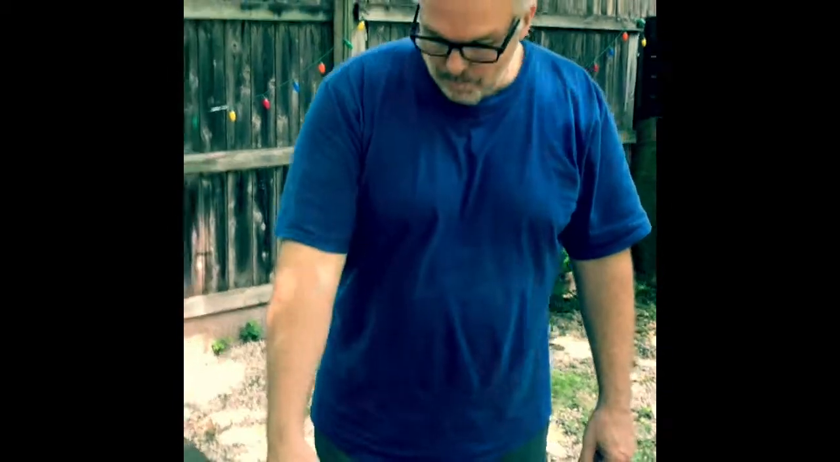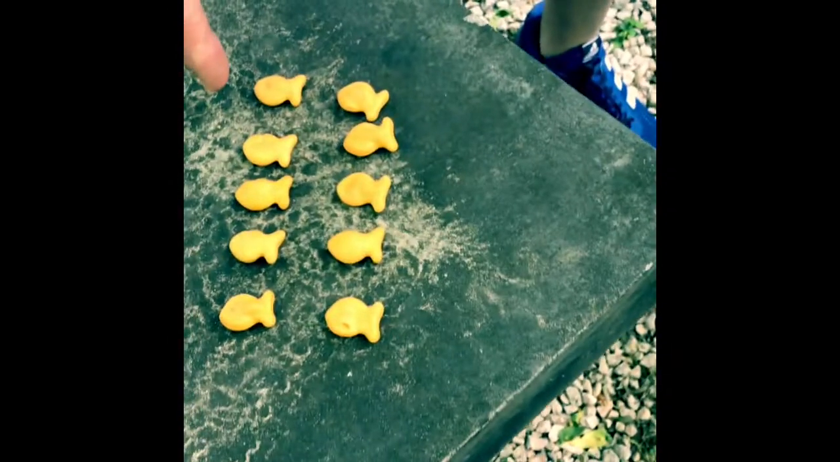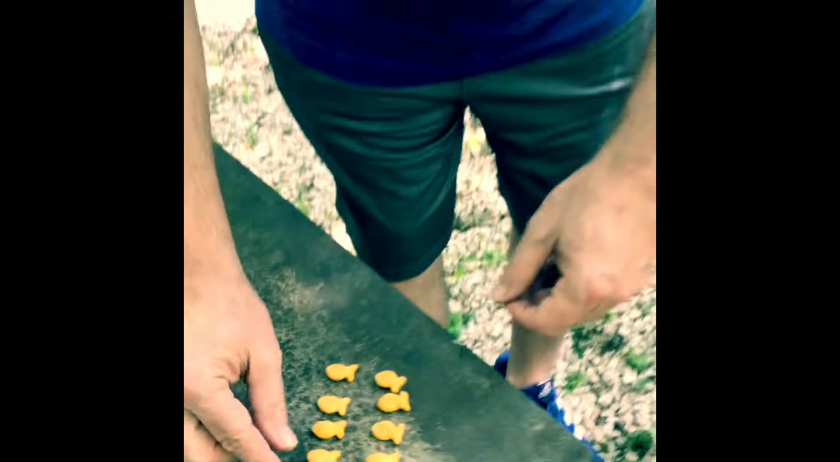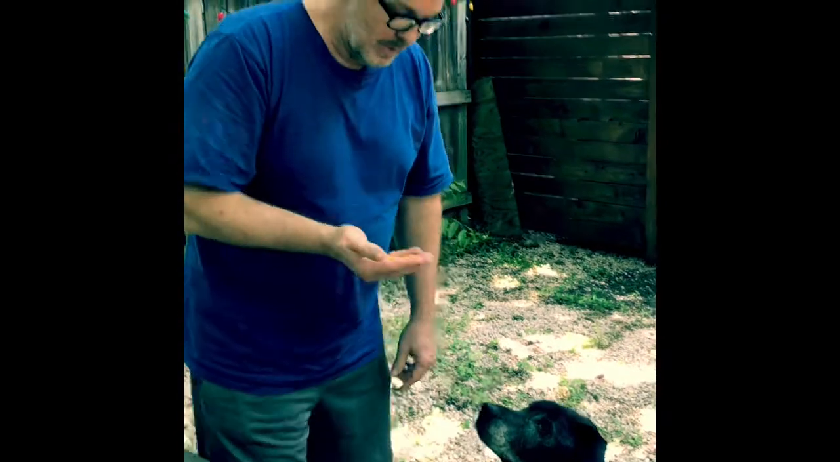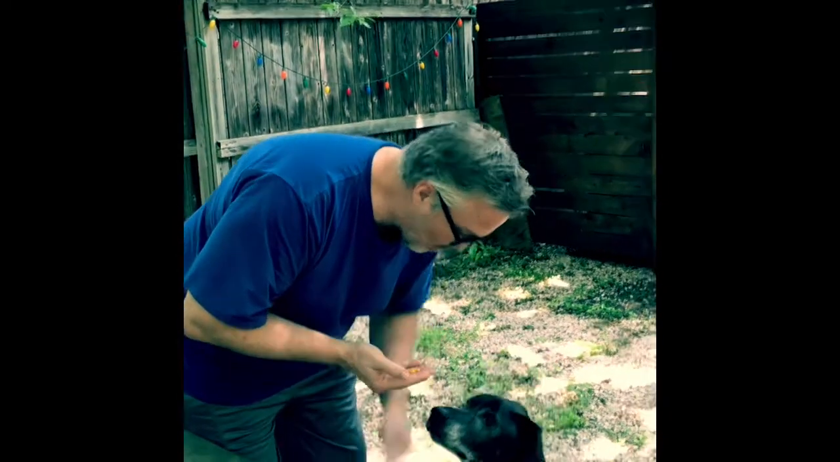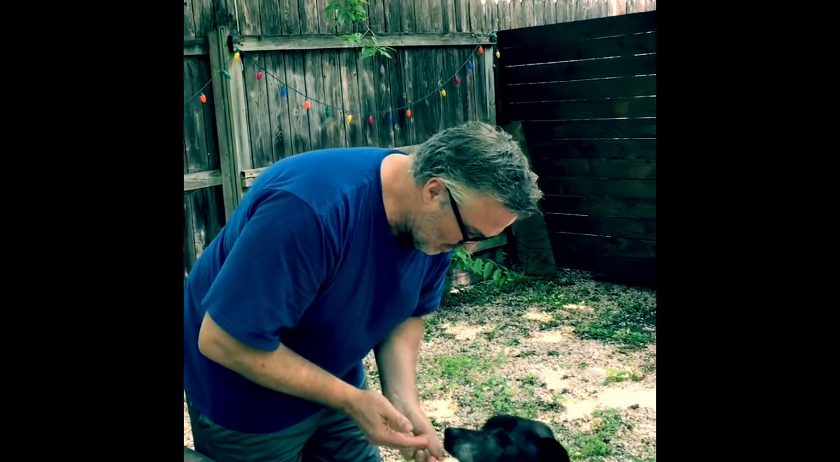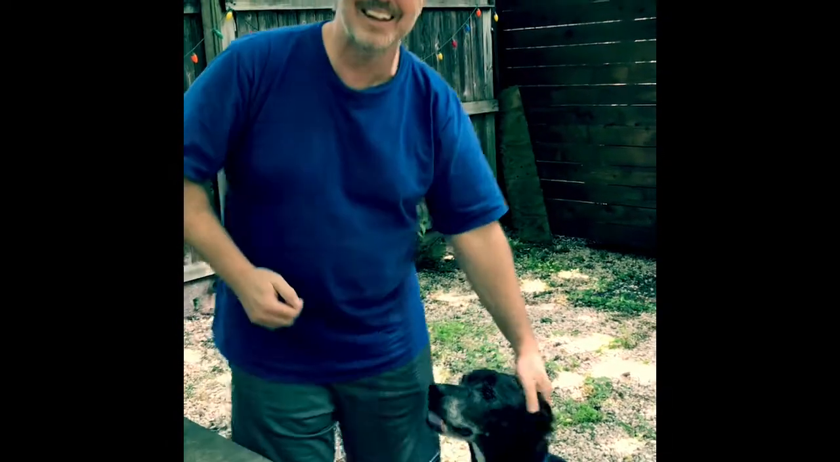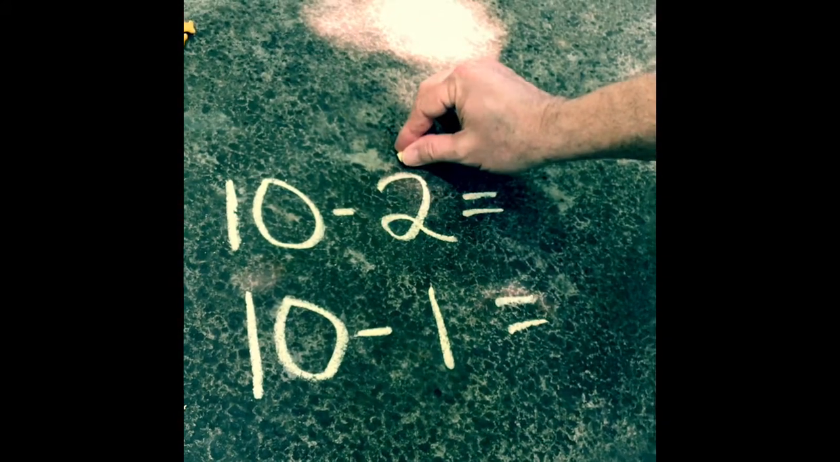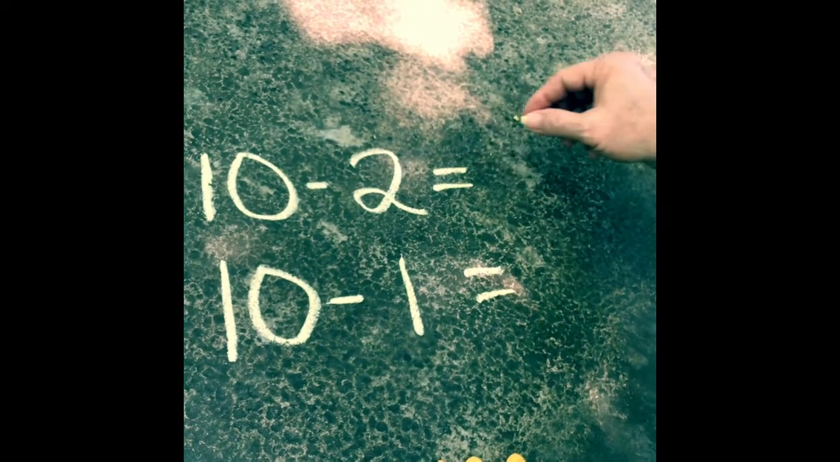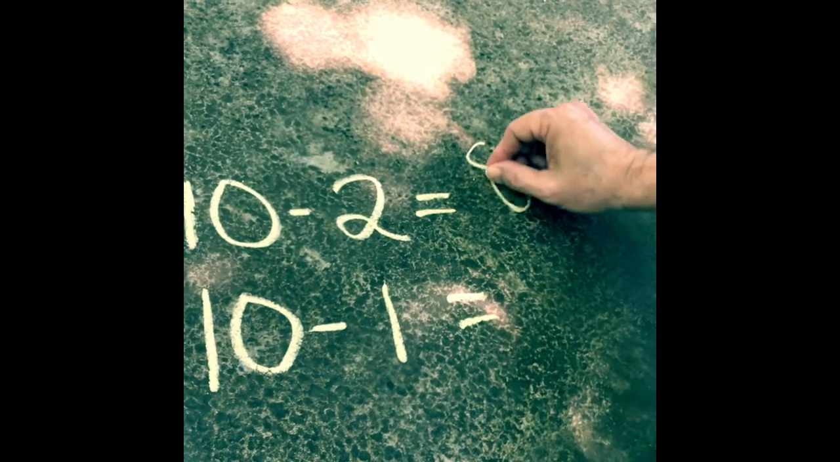Hi guys. We have 10 goldfish, as you can see. I'm going to take 2 of those goldfish, 1, 2, and I'm going to give Dietz a treat. First he has to shake. Shake. Good boy. 1, 2. Oh, Dietz likes those. Good boy. If we had 10 goldfish and we gave 2 to Dietz, how many do we have left? The answer is 8. Yay, Dietz.